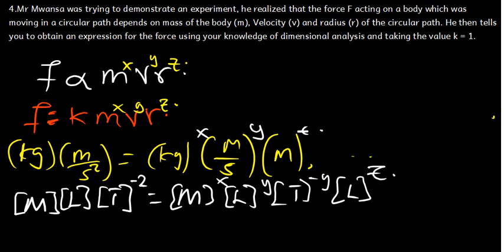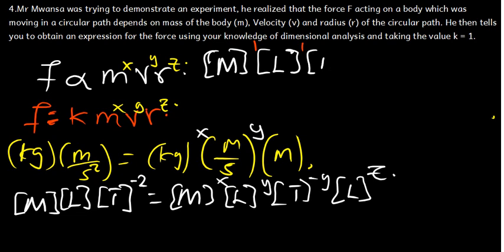Now from here, what we have to understand is that we compare now. But before we compare, we can see that we have got common things. So we have m, this m is raised to the power 1. Then we have length. Length is also raised to the power 1. Then we also have the time. Time is raised to the power -2.